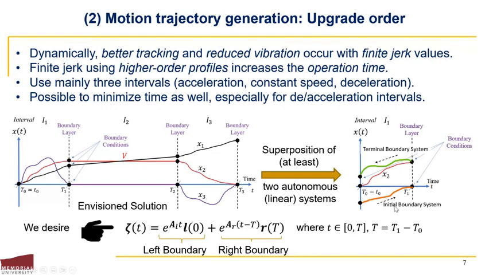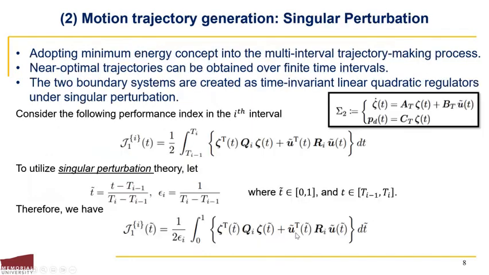For example, in the acceleration interval, we have two boundaries, the initial and terminal boundaries. We can attach an autonomous linear system to each boundary and make the terminal boundary system go backwards in time and the initial boundary system go forward in time. Having the superposition of these two systems, we can produce the desired reference signal given here as zeta of t. To present a systematic way of dealing with this kind of structure, we desire one system that exhibits two-boundary behavior. Luckily, we can utilize the theory of singular perturbation to do that.